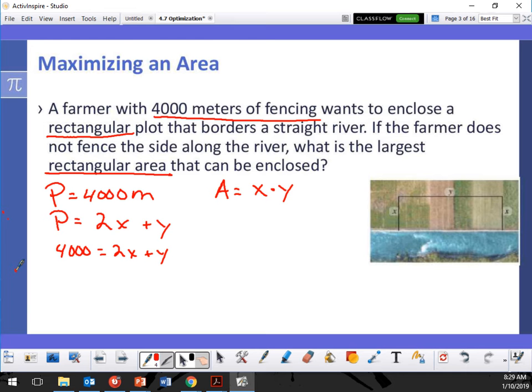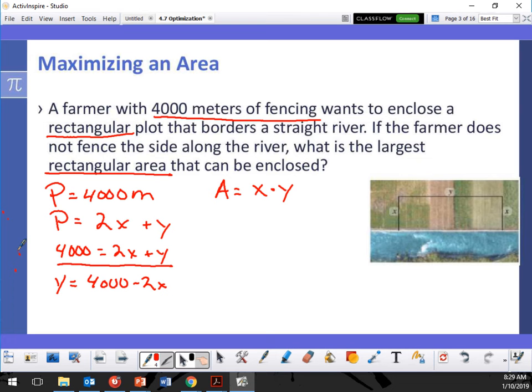Now, looking at both of these right now, I only want one of my variables. So what can I do with this? Take out y. I'm going to substitute this information, so I'm going to say that y is going to equal 4,000 minus 2x. Then plug it into my area.